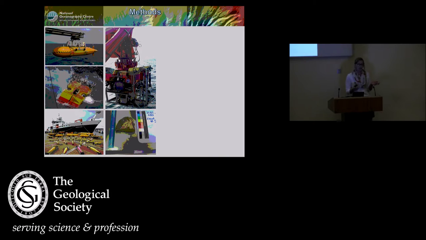More recently, we've also been using marine robotics to help us get better resolution data. So instead of looking at the 30-metre resolution bathymetric data that we can get from the ship, we're now able to get 25-centimetre resolution data using these autonomous underwater vehicles, and also using these remotely operated vehicles. We can get high-resolution bathymetry, we can get high-resolution video footage from inside the gully systems, and we can also get targeted sediment cores and grab samples using the coring system and the grabs that we have.